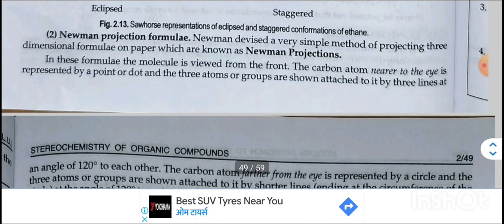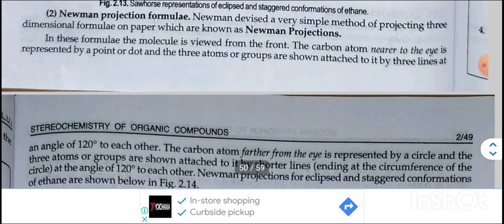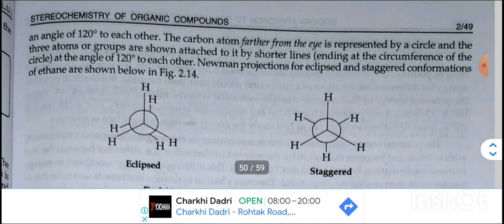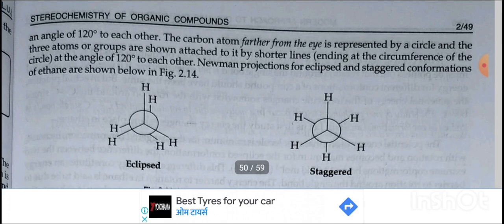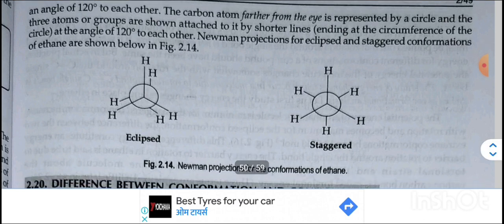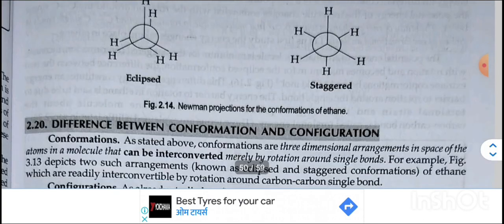Newman projection formula. Newman devised a very simple method of projecting three-dimensional formulas on paper, which are known as Newman projections. In this formula, the molecule is viewed from the front. The carbon atom nearer to the eye is represented by a point or dot, and three atoms or groups are shown attached to it by three lines at an angle of 120 degrees to each other. The carbon atom further from the eye is represented by a circle, and three groups or atoms are shown attached to it, each by a shorter line ending at the circumference of the circle at an angle of 120 degrees. Newman projections for eclipsed and staggered conformations of ethane are shown below.